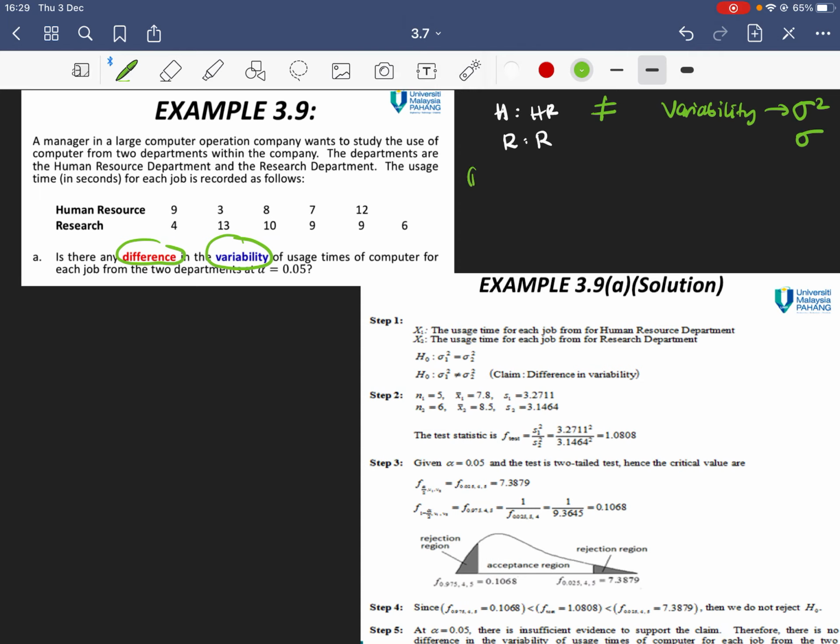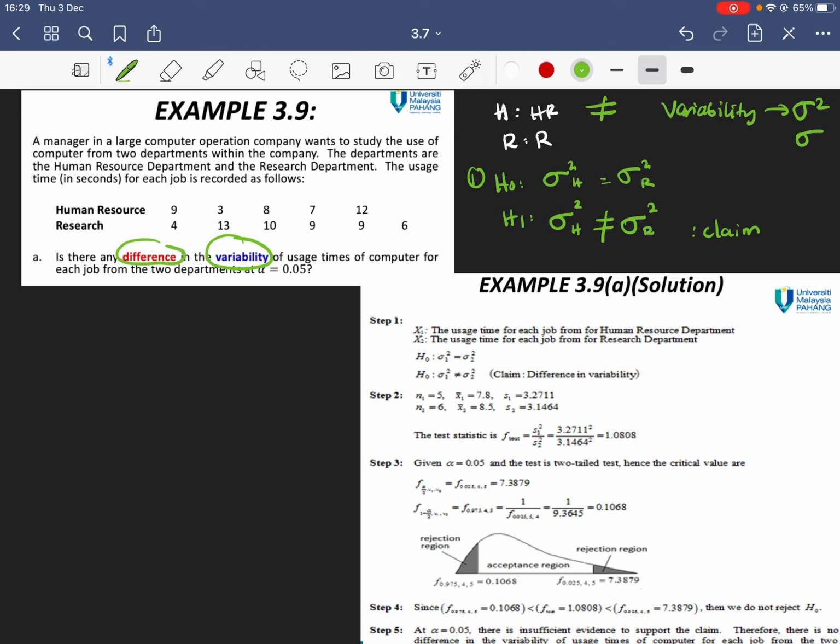Okay, so step number 1, H null, H1. So here is different. So sigma H square not equal to sigma R square. I use H and R, I'm not using 1 and 2. So sigma square H equals sigma square R. So this is your claim.